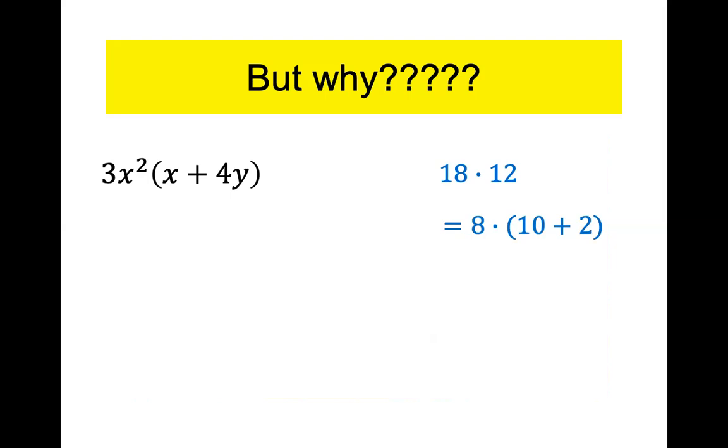Well, let's use the distributive property. 8 times 10? 80. Wait, that should have been an 8. Sorry. 8 times 10 is? 8 times 2 is? 16. What's 80 and 16? 96.